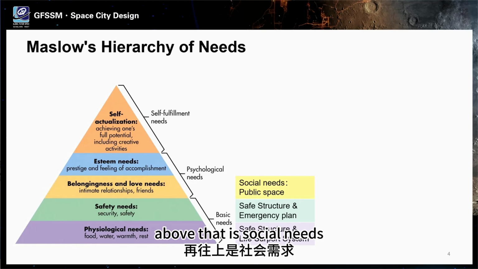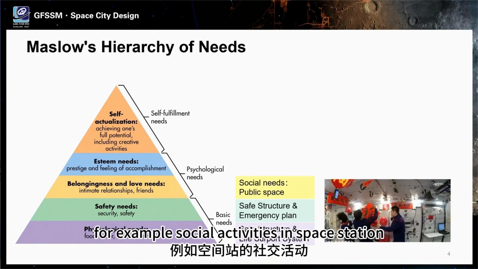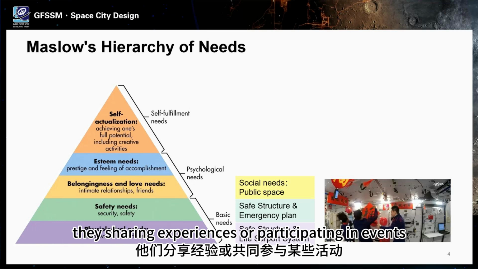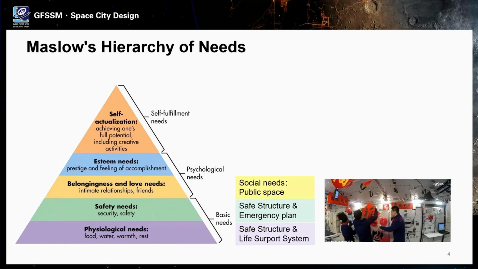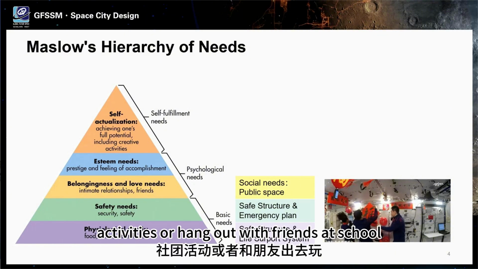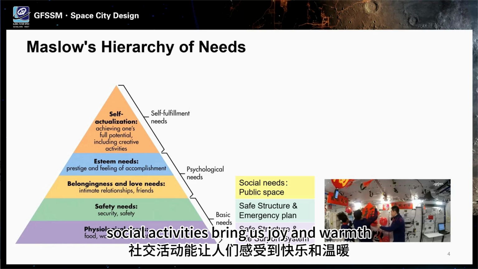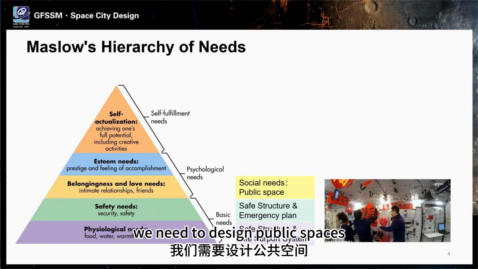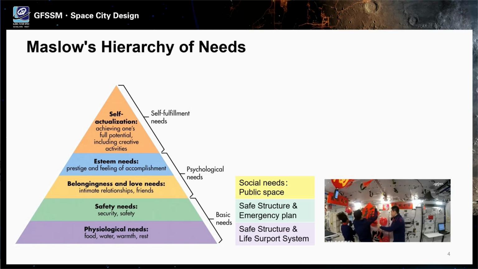Above that is social needs, the need to interact with others. For example, social activities in space station, astronauts putting up spring festival couplets together. Sharing experiences or participating in events helps them feel less isolated. Just like how we participate in different activities or hang out with friends at school, social activities bring us joy and warmth. For the design goal of the human factor department, we need to design public spaces.